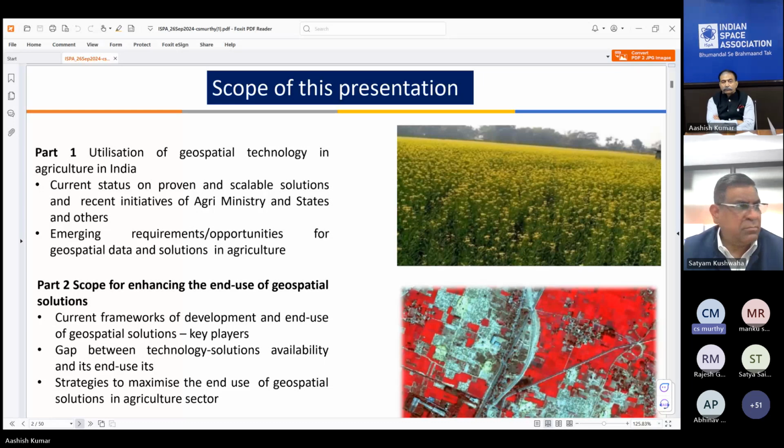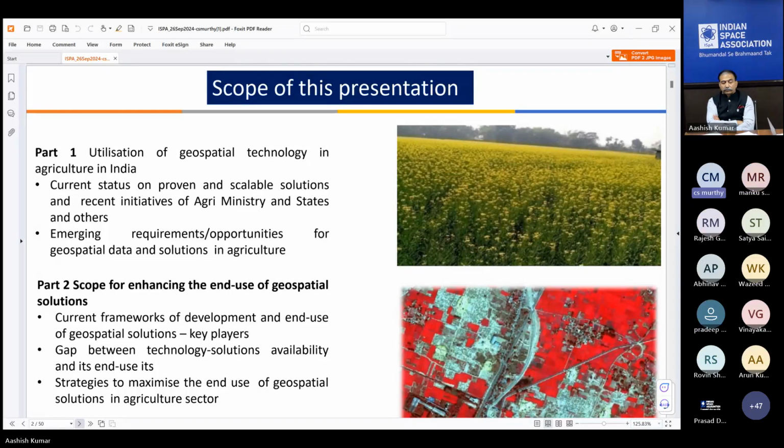And the second part is on the current status of technology utilization. What is the scope for enhancing the adoption of technology? What is the current rate of technology adoption? And what is the scope for enhancing its adoption? Is there any gap existing between these stakeholders, between the developers and the end users? How to bridge this gap? What are the strategies? What are the measures to enhance the adoption of technology? Basically, this is part two. I think in this way, I'm proceeding with this presentation. Next slide, please.